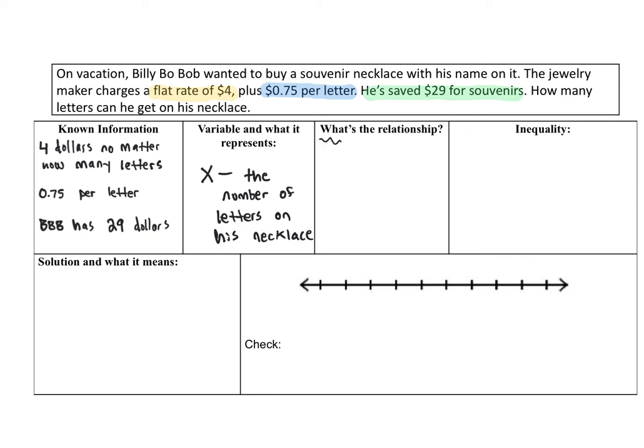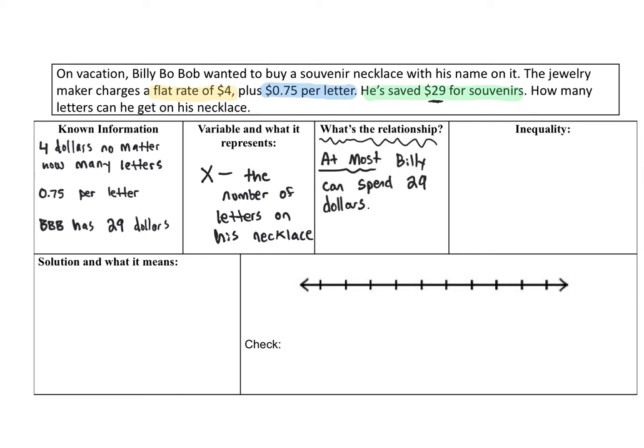Next, I'm going to ask you, what is the relationship? Basically, let's put into words what is going on here. What's happening is that he needs a necklace that is at most $29. It cannot be more than $29. It can equal $29 because he has that. So at most, he can spend $29.